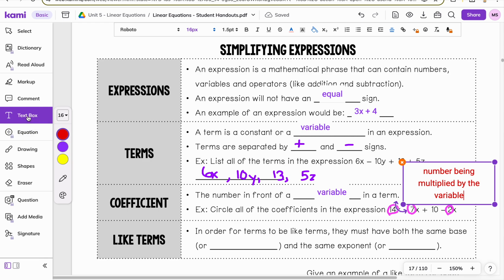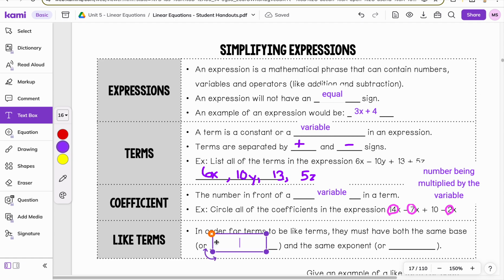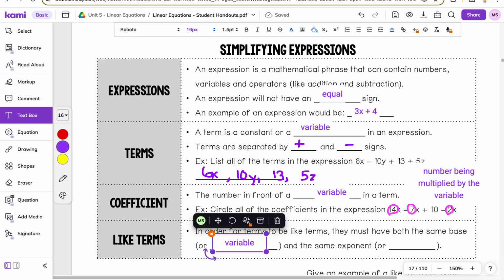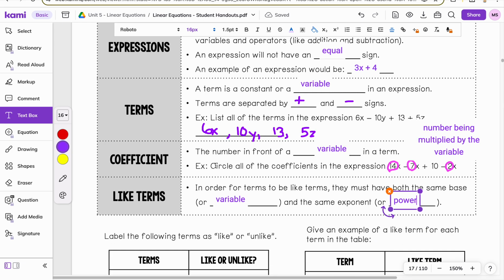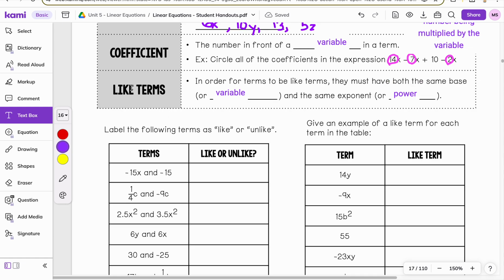So like terms, that's what we're going to be practicing. In order for terms to be like terms, they must both have the same base or variable and the same exponent or power. We can say the word exponent or we can say the word power. It means the same thing. We're going to be practicing simplifying expressions. First, we're going to practice what is a like term.